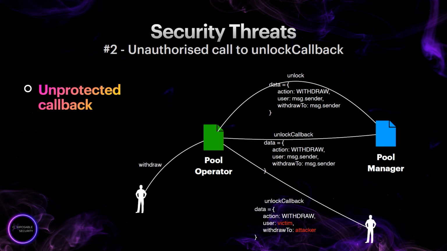So why can't you simply call this unlock callback function, which is also external because it has to be called by pool manager, but now it's not calling the hook, it's calling back the pool operator, right? Why can't you try to call it directly? Of course, you would have to unlock pool manager on your own, but that's very easy. And then you call unlock callback on pool operator, and you simply change the parameters, right?